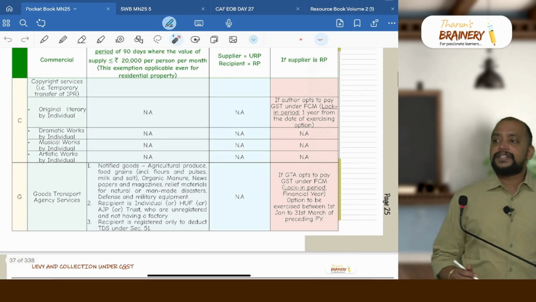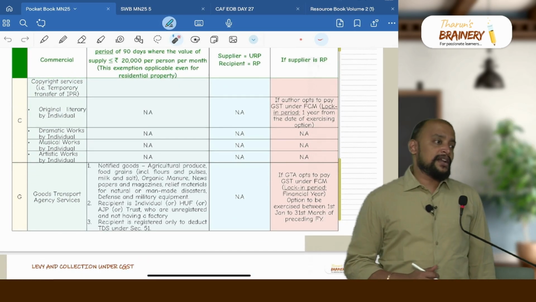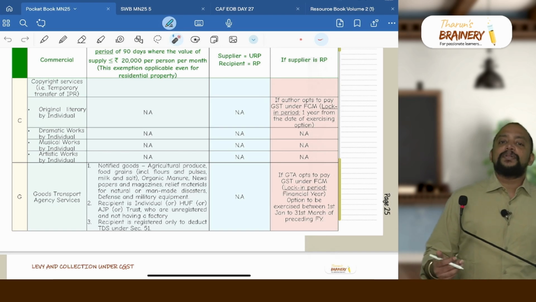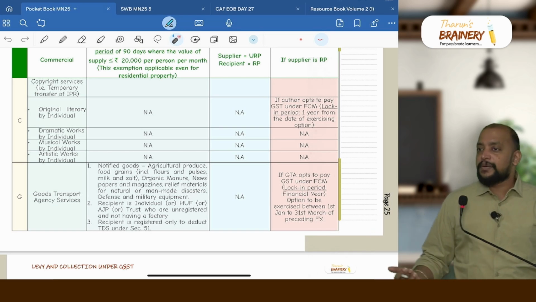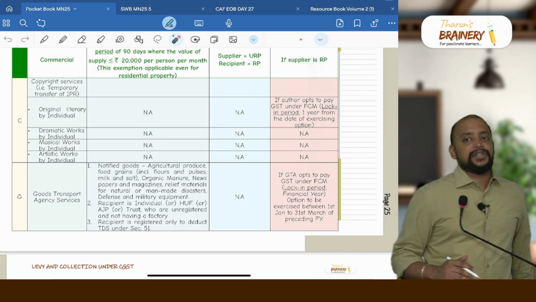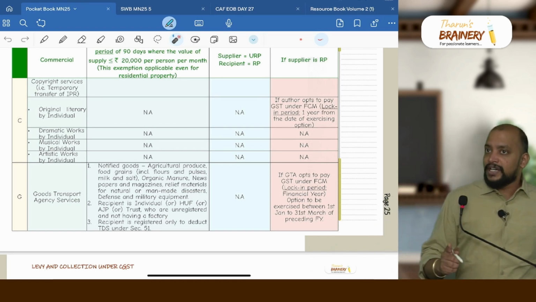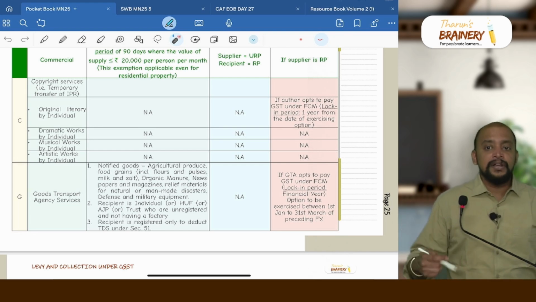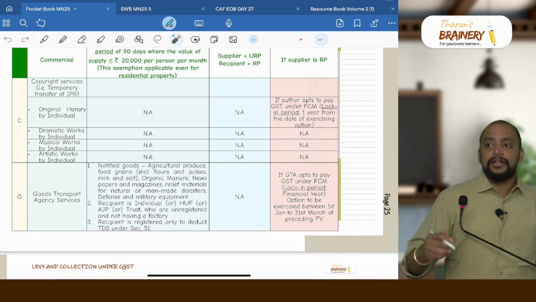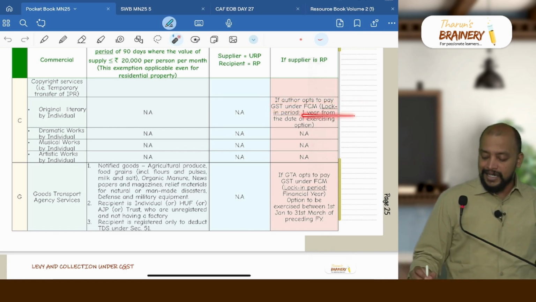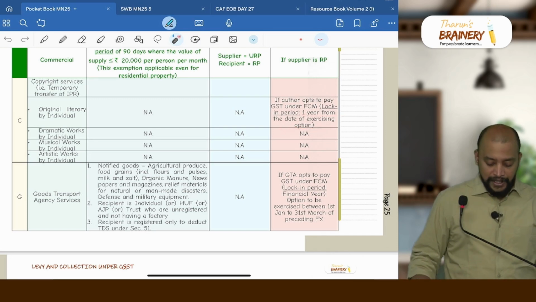Then copyright services: original literary, dramatic, musical, artistic works. In all these cases, the supplier will be an individual and the recipient can be any person. Liability to pay GST under RCM, we don't have any exemption, no condition. However, in case of original literary works, there is an option. The author has the option to pay GST under FCM. From the date of selecting the option, for the next 1 year, the author only will pay GST under FCM. If the author opts to pay GST under FCM, there is a lock-in period of 1 year from the date of exercising the option.